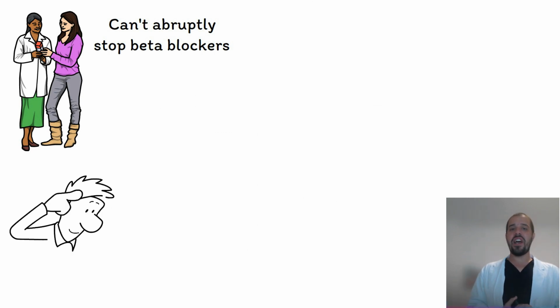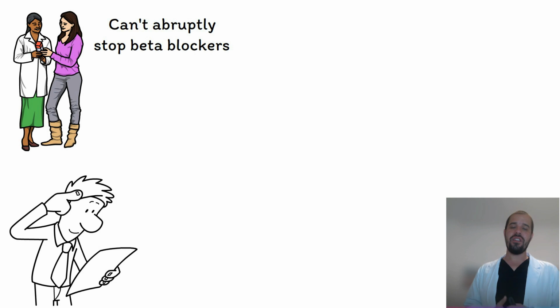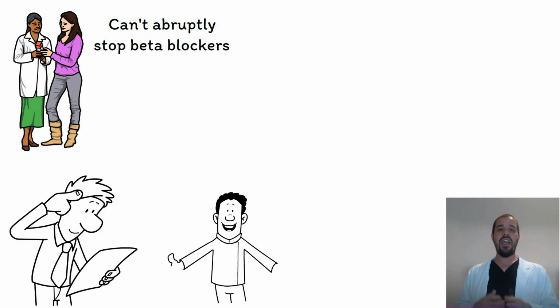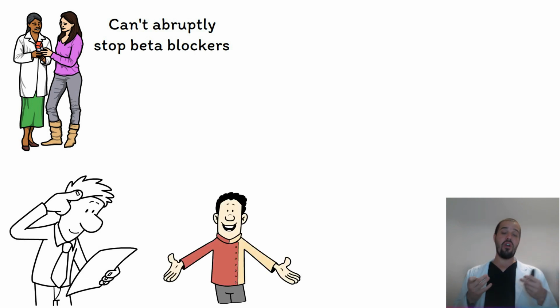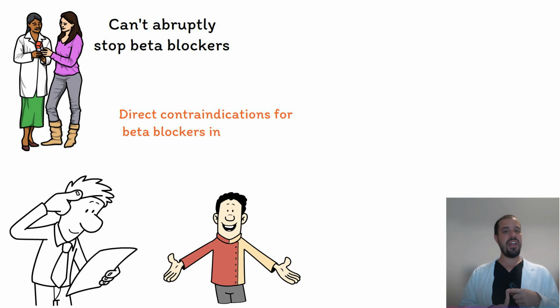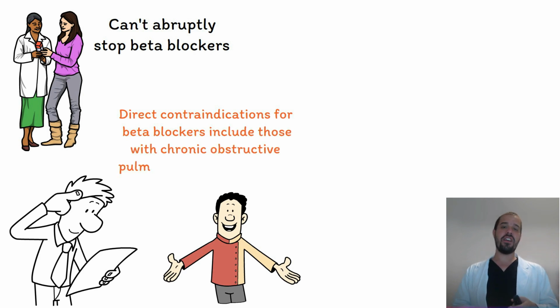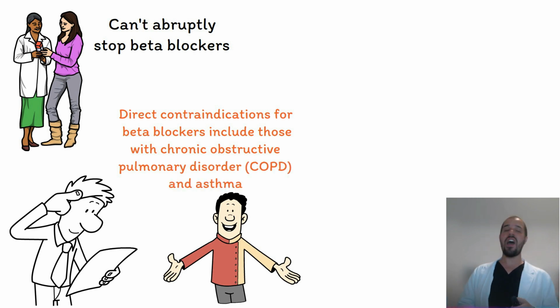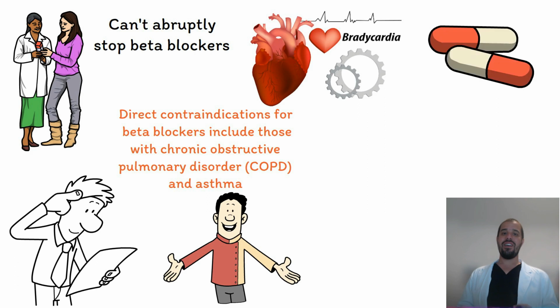Now that we understand the side effects, let's talk about some contraindications to this medication. Individuals that are potentially going to take beta blockers. Direct contraindications are COPD and asthma patients, individuals with sinus bradycardia. As we know, individuals with a heart rate less than 60 cannot take beta blockers.